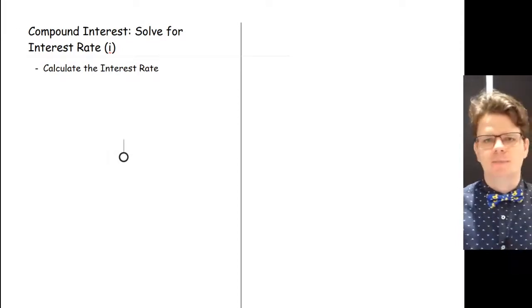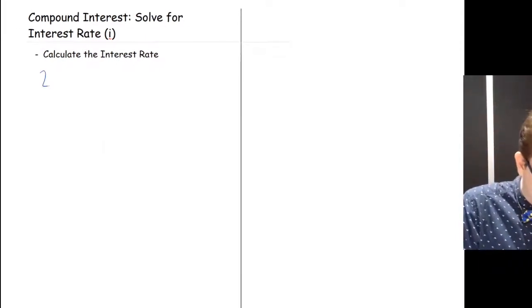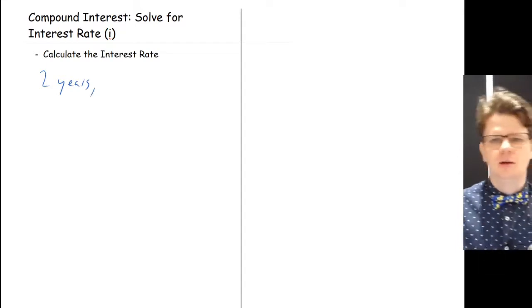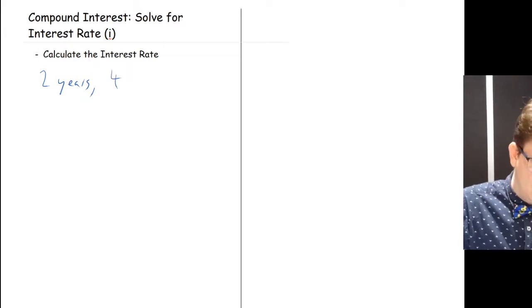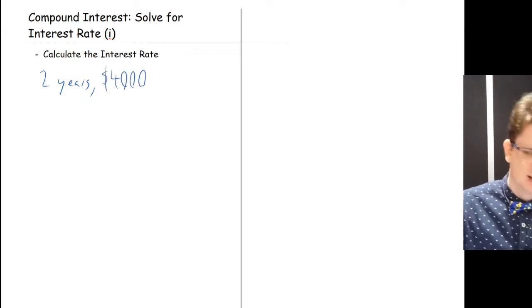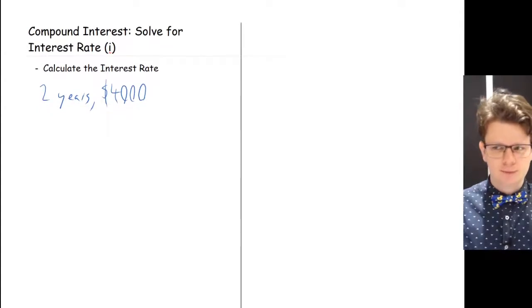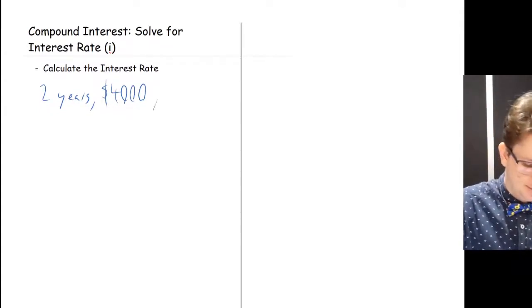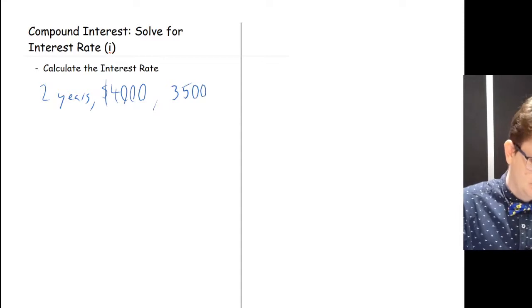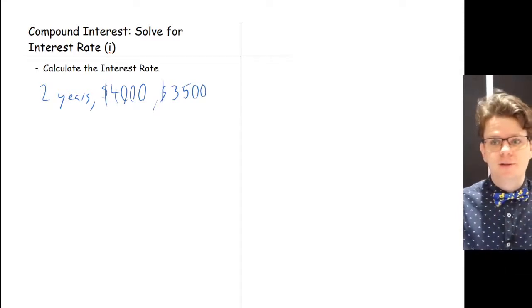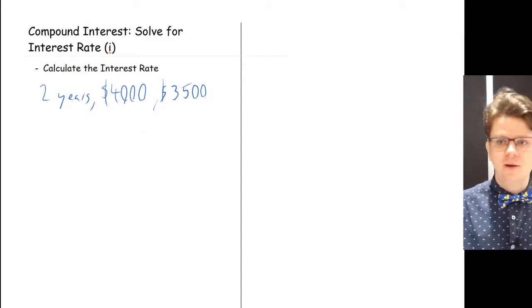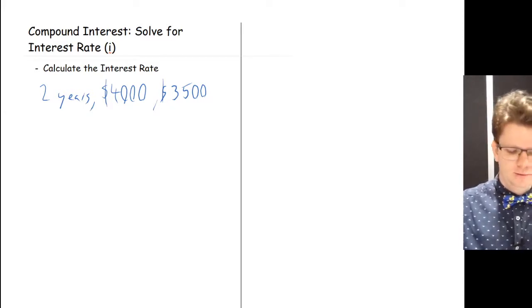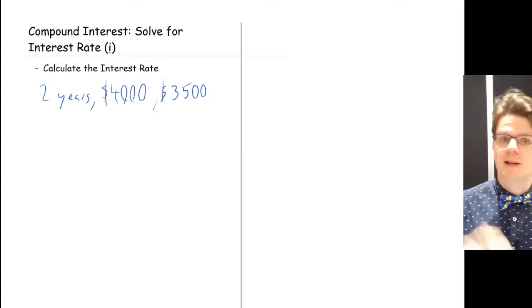Okay, so in 2 years, I want to go to Japan. And I've worked out the trip cost. It's going to cost me about $4,000. Now, I've got sitting in a bank account $3,500. So I only need $500 extra, and I've got other stuff that I want to pay for, so I don't want to just save it up. I want $3,500 to become $4,000.